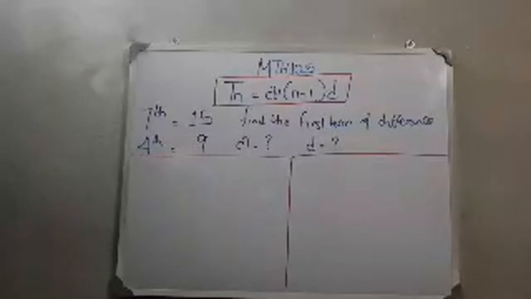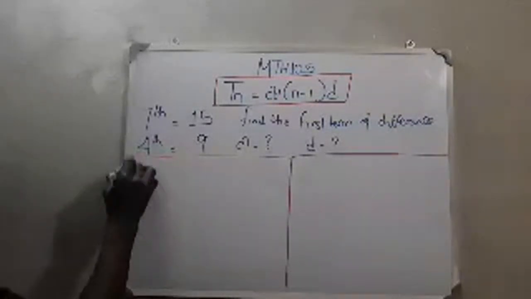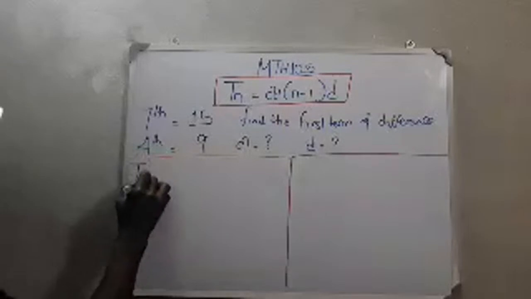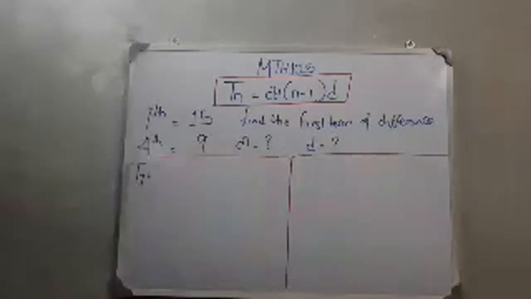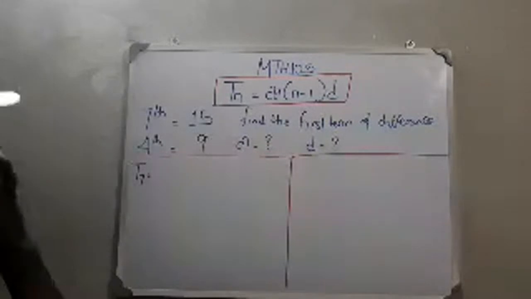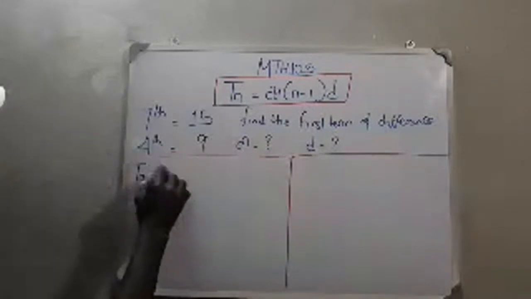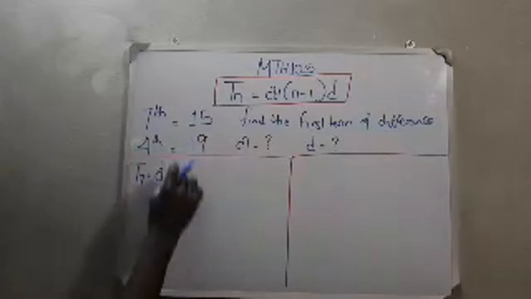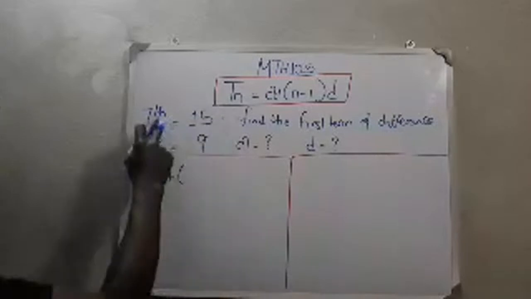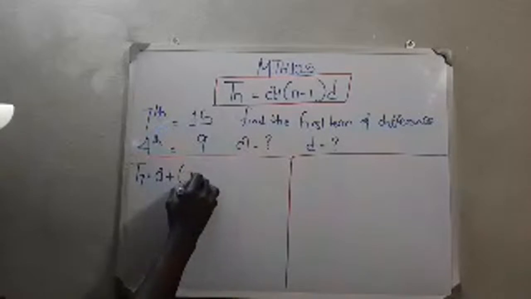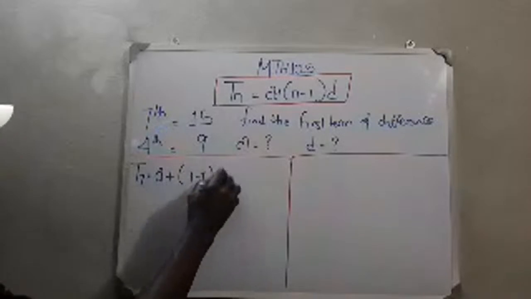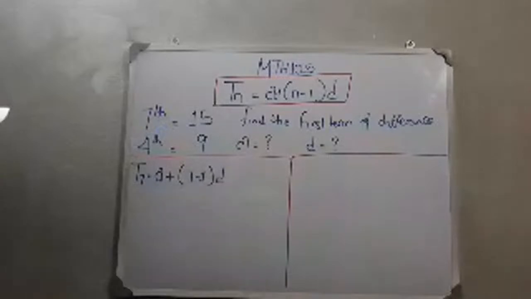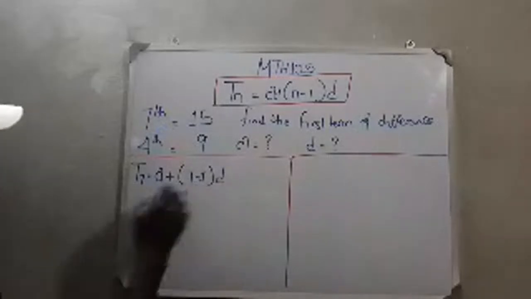To go about this, what do we do? Let's first solve for T7, the 7th term. So we have T7 equals A, which is unknown, plus open bracket, our N is 7 minus 1, the D is unknown.